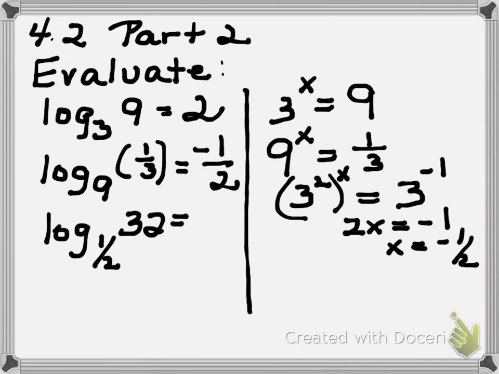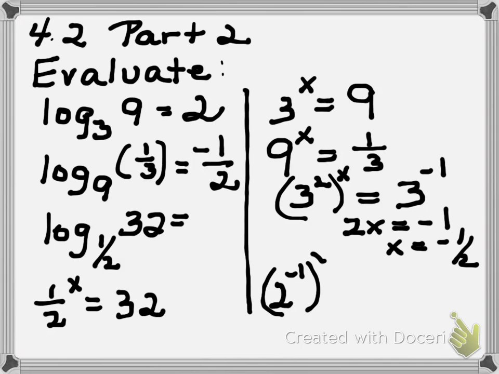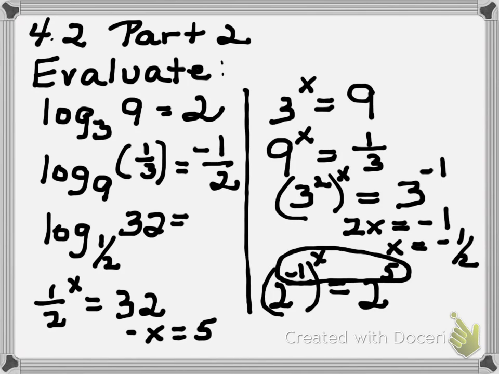So let's do the same thing with the next one. We have 1/2 raised to a power is equal to 32. Now again, that might be a little bit more difficult for you to think of what the log or the exponent is. So if I write 1/2 as 2 to the -1, and then I'm raising it to the x power, and I write 32 as a base of 2 to the 5th power. And now I can write an equation that says -x is equal to 5, therefore x is equal to -5.